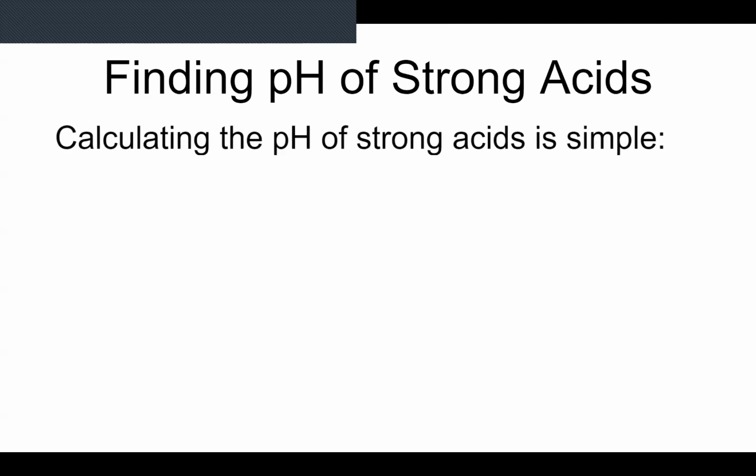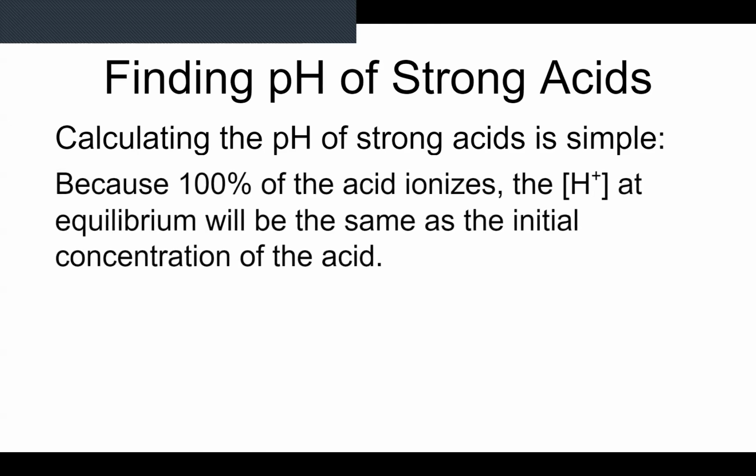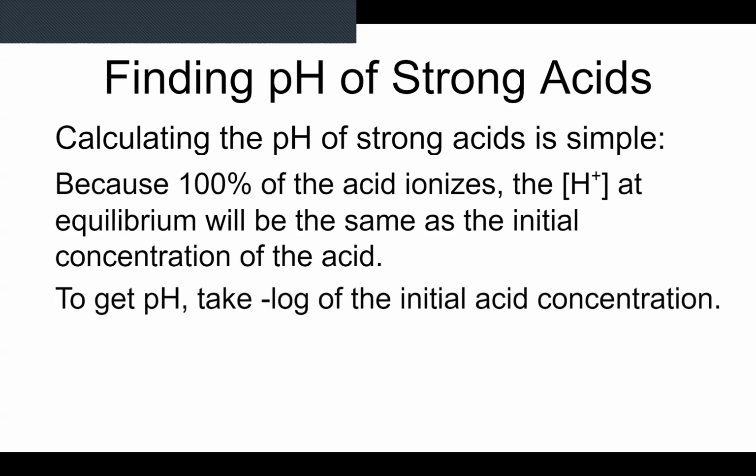First, let's talk about strong acids, even though this is mainly about weak acids. Finding the pH of a strong acid is really easy. If 100% of the acid molecule ionizes, then the concentration of hydrogen at equilibrium is going to be the same as the initial concentration of the acid. To find the pH, simply take the negative log base 10 of the initial acid concentration.